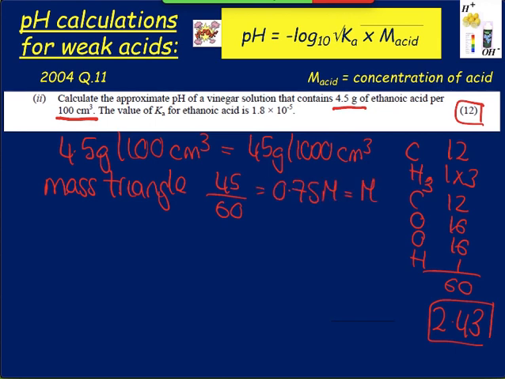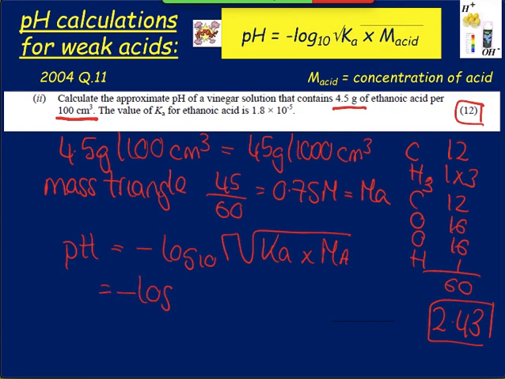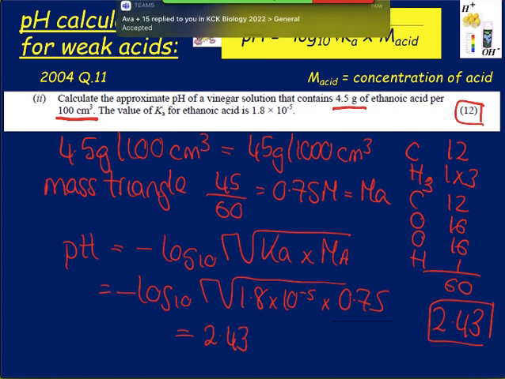That is my MA. I then have pH is equal to negative log to the base 10 square root of Ka by MA. And I now fill in what I have. So negative log to the base 10, I have 1.8 by 10 to the minus 5 multiplied by 0.75. And when I plug that into my calculator, I will get 2.43 as my pH.